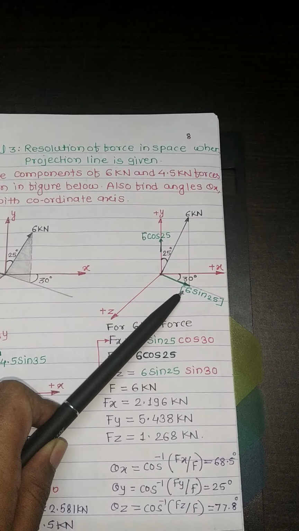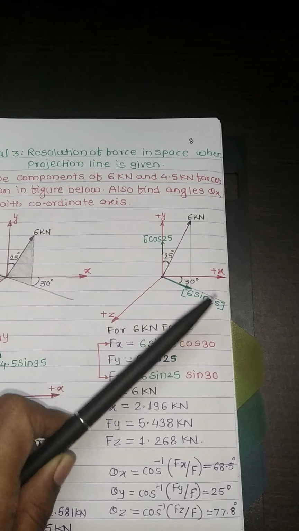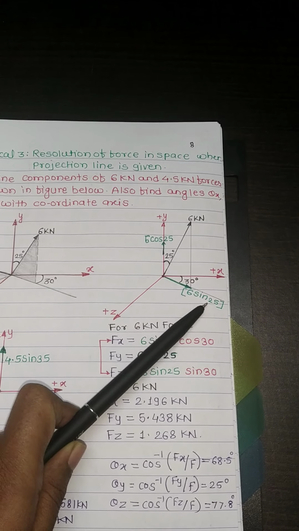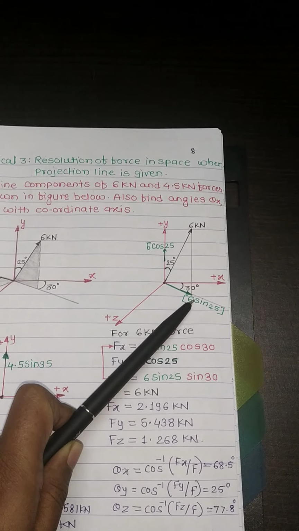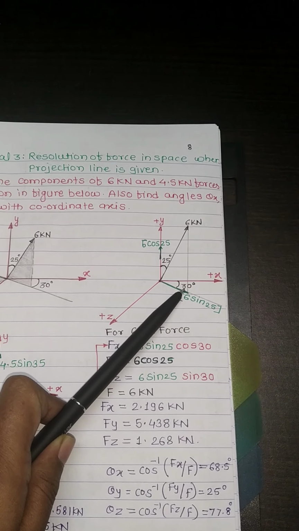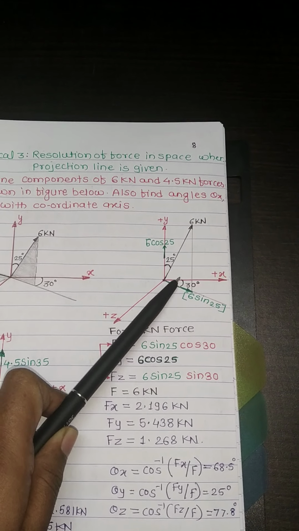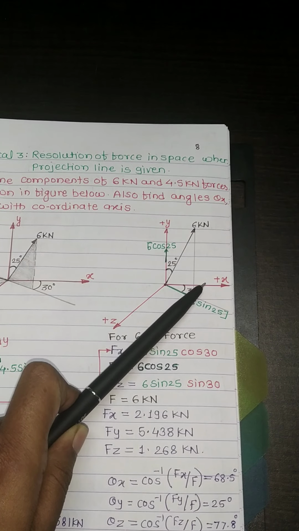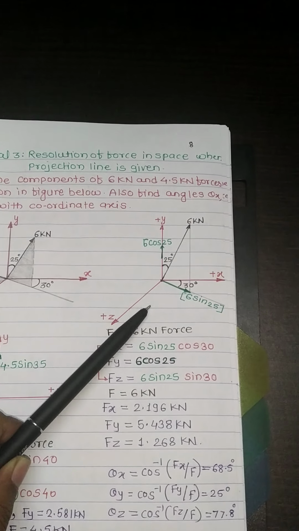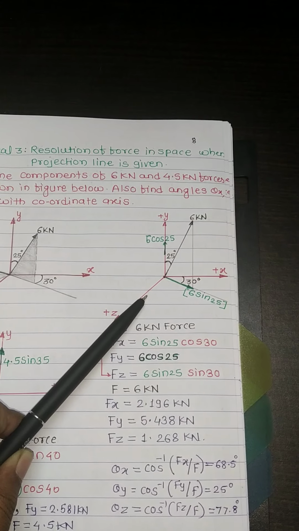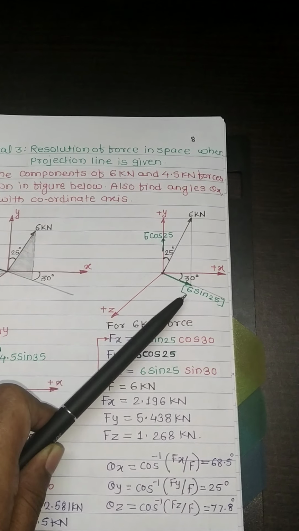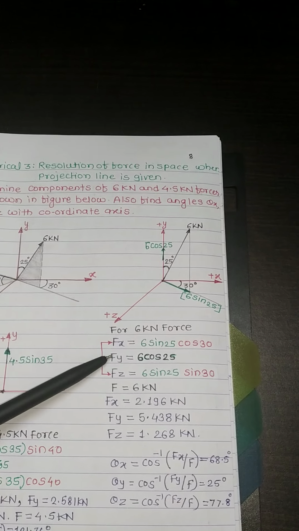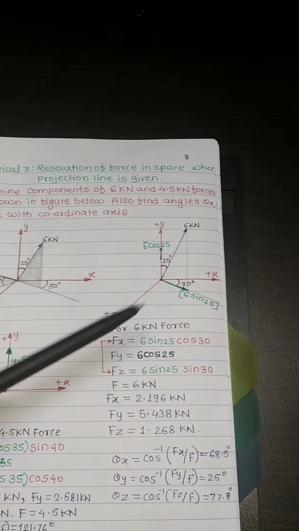So the force has made an angle with which axis? In this case, 6 sin 25 force has made an angle of 30 degree with the x axis. So the x-along component of this force will be cos 30 and with the z axis the component will be sin 30. See here the forces I have represented along xyz direction.